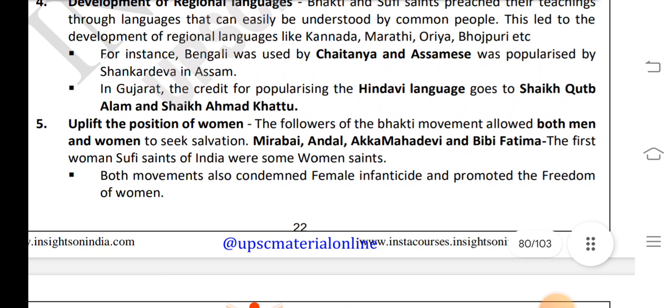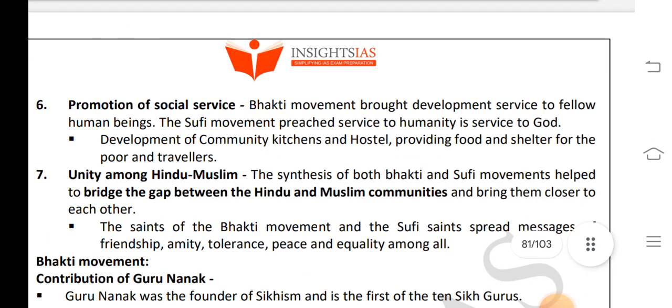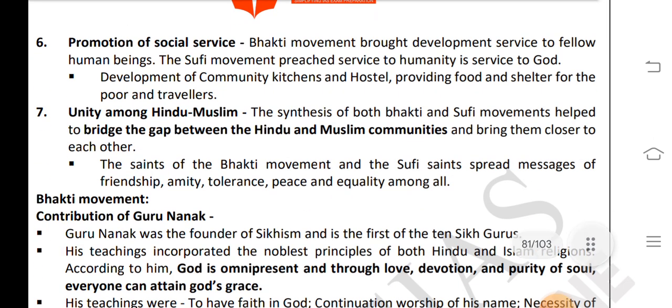For instance, Bengali was used by Chaitanya, and Assamese was popularized by Shankardeva in Assam. In Gujarat, the credit for the popularity of the Hindi language goes to Sheikh Qutub Alam and Sheikh Ahmad Khattu.